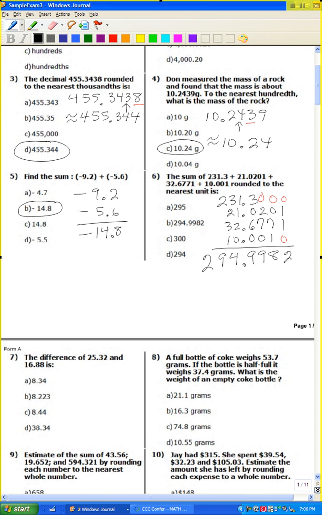And I want to round this to the nearest unit. And so 9 is greater than or equal to 5. Therefore, I'll round this to 295. And so the answer is A.